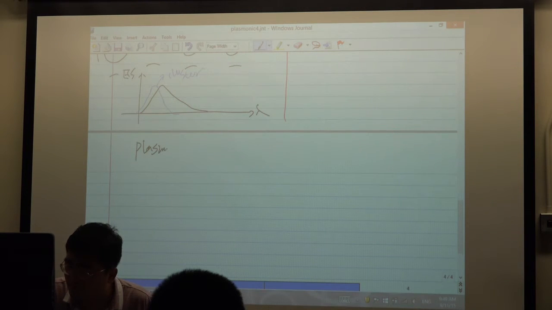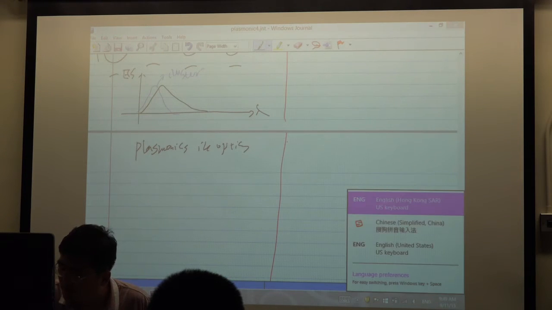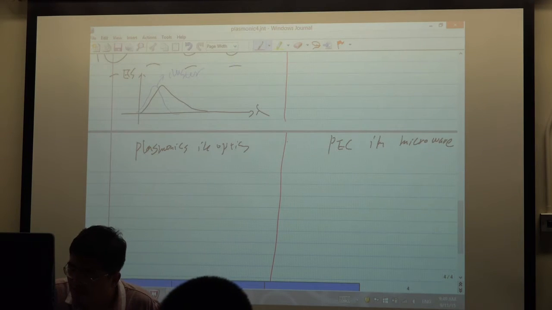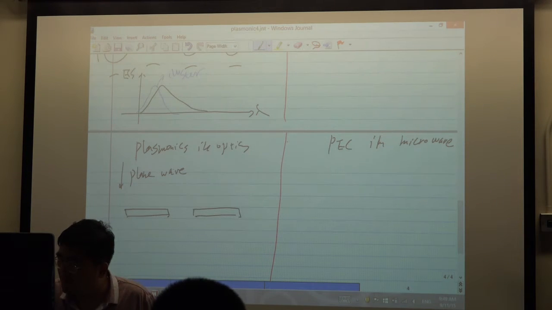Plasmonics, in optics regime. Here's another color. This is a PEC, the microwave. What's the fundamental difference? See, the first thing, they have plane wave. Consider plane wave. It has a dipole. It's a streak. What is this streak resonance?